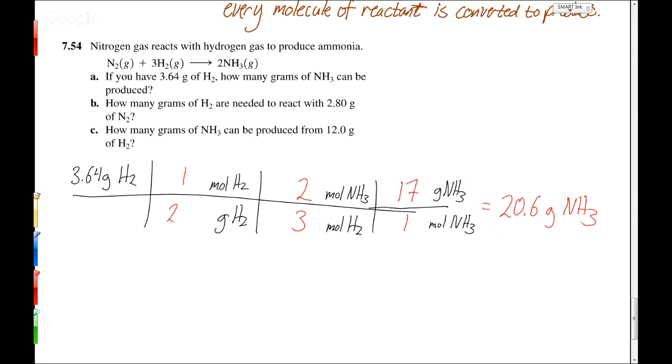Yeah, I got 20.6 grams of ammonia for the first one. If you got something different, take a look at what you wrote down and see where it looks different. If it's a little bit different, it could be just rounding based on how many decimal places you pulled from the periodic table. If it's a lot different, there's probably some other issue. Let's see if you can find it.